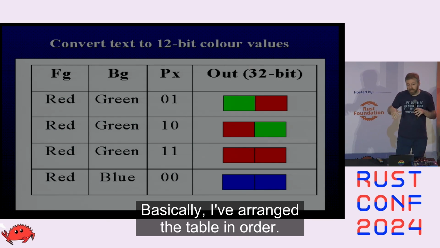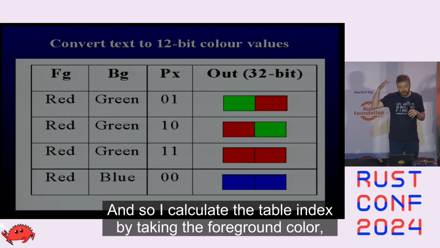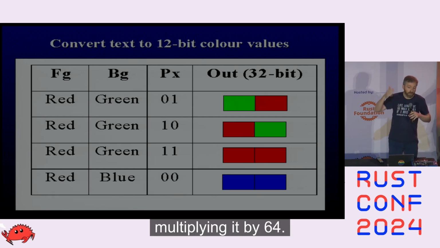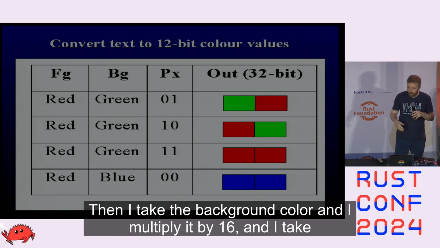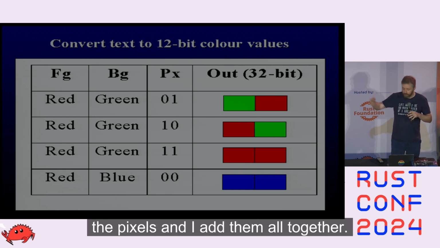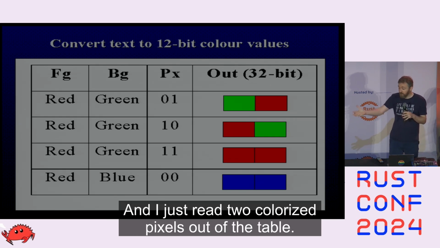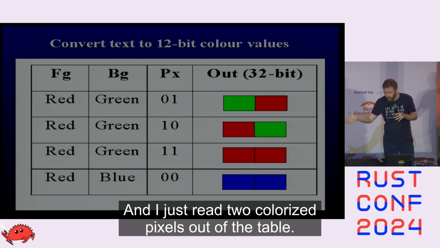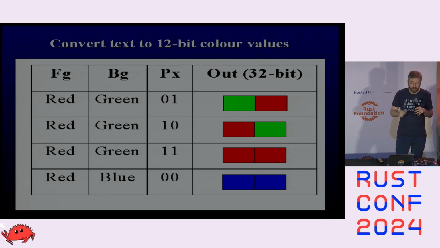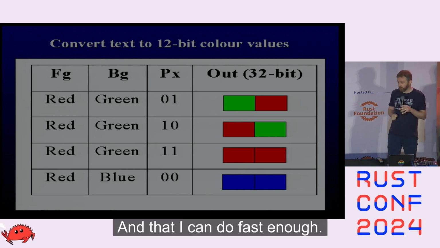Basically, I've arranged the table in order, and so I calculate the table index by taking the foreground color, multiplying it by 64, and then I take the background color and multiply it by 16, and I take the pixels and add them all together, and that just gives me an index, and I just read 2 colorized pixels out of the table. And that I can do fast enough.